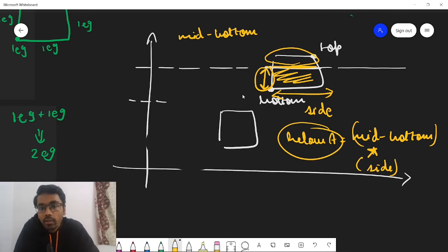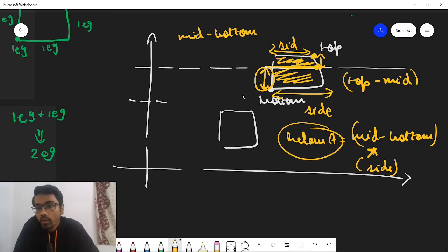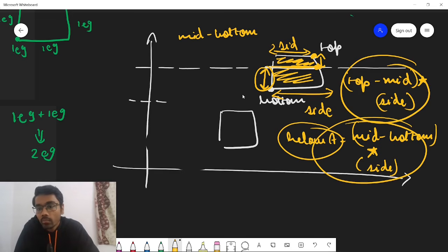And how will we calculate the above area? Simple. We have the topmost point and we have the middle point. So we can get this particular length as top minus mid, and we can just multiply it by side. So this is side. So we will get this particular area. So top minus mid multiplied by side. So this will give us the above area and this will give us the below area.